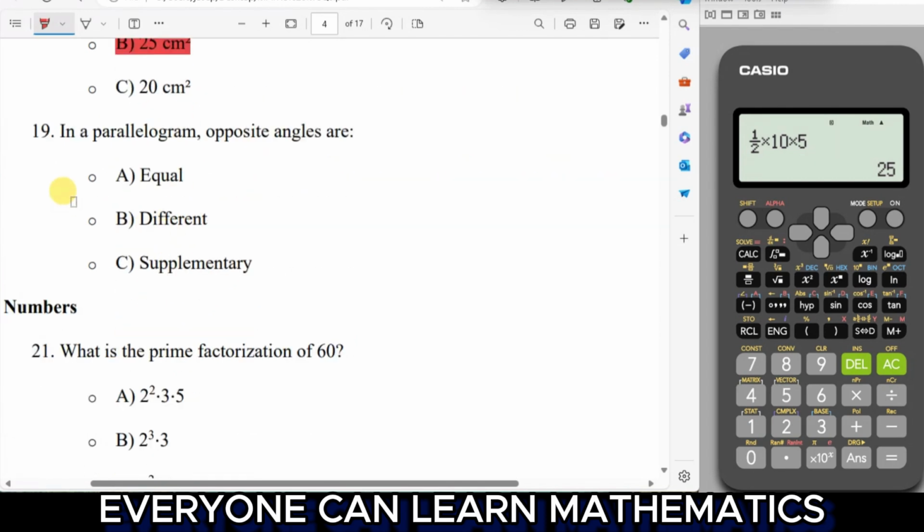All right. Now question 19. In a parallelogram, opposite angles are what? You need to comprehend more about what a parallelogram is all about, then you can easily answer this question.